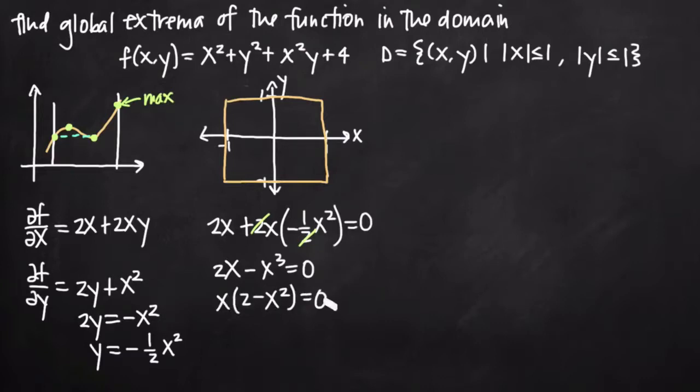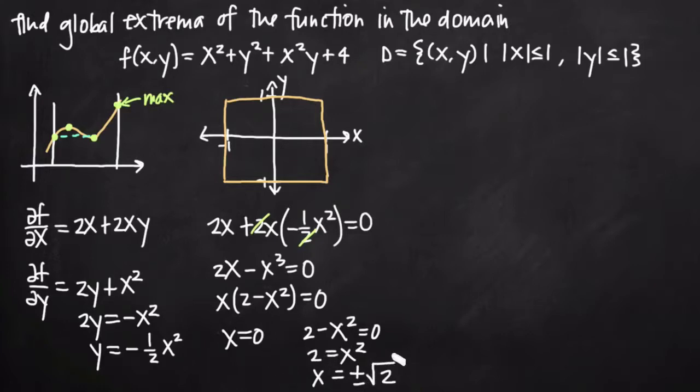And if I set both of these factors individually equal to 0, I'll get x equals 0. And if I set 2 minus x squared equal to 0, I'll add x squared to both sides and get 2 equals x squared, and then take the square root of both sides. I get x equals positive or negative square root 2. So I have three values for x: 0, and positive and negative square root of 2.